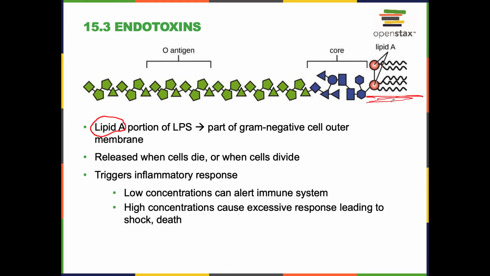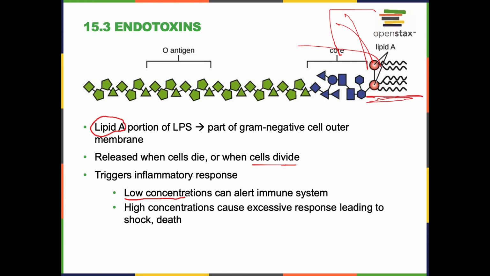Now, typically, it's part of the cell, so it's not going to be released out there, right? But whenever cells die, remember, cells will degrade, the lipid A will get released. Or whenever cells divide, every time they divide, they're going to shed some cell components. So when they're dividing, especially rapidly, you're going to have some lipid A floating around. Now, this is an important mechanism, right? Because when cells are dividing and some lipid A comes around, typically we'll have some low concentrations. And these low concentrations can alert the immune system, right?